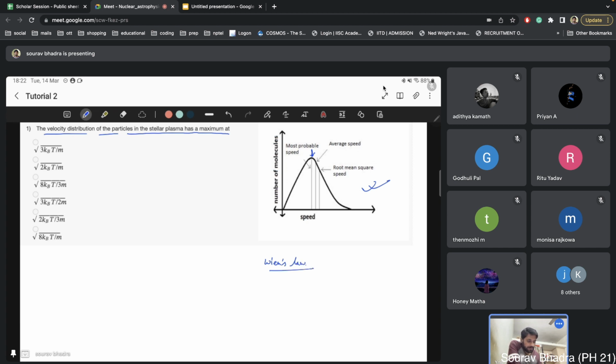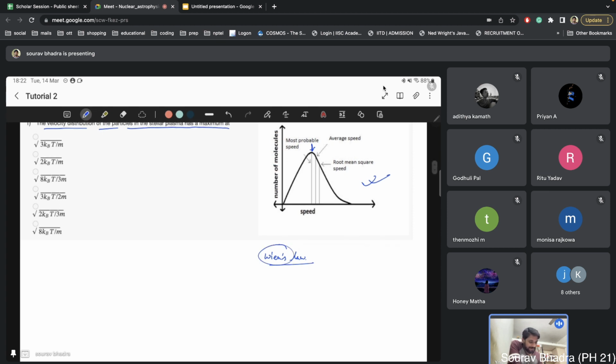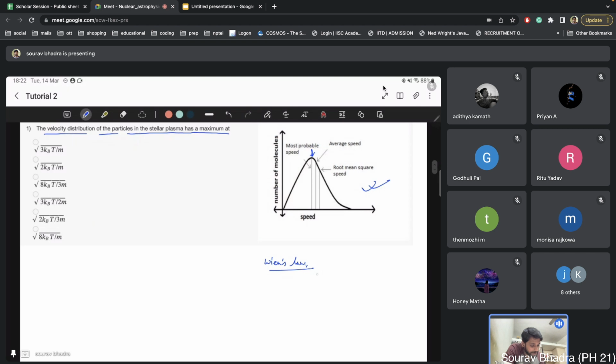I don't remember the exact spelling of the name, so just check it with the book. It tells you that lambda max times T is constant. This is the famous Wien's law, and from there you can calculate T. So you have the value of T at the peak of the distribution.